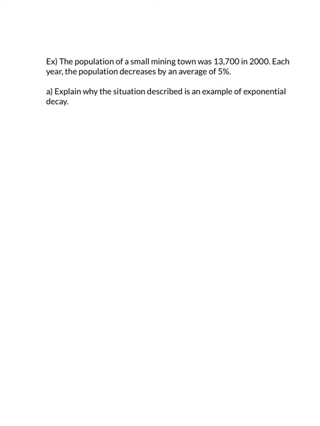We're going to start in with an example. The population of a small mining town was 13,700 in the year 2000. Each year, the population decreases by an average of 5%. A. Explain why the situation described is an example of exponential decay. Looking at this right away, we know that this is an example of exponential decay because it's decreasing by 5% per year. This means that it's not decreasing by 500 people per year. That would be linear if it decreased by the same amount per year. But since it's decreasing by a percentage each year, we know that that would be exponential.